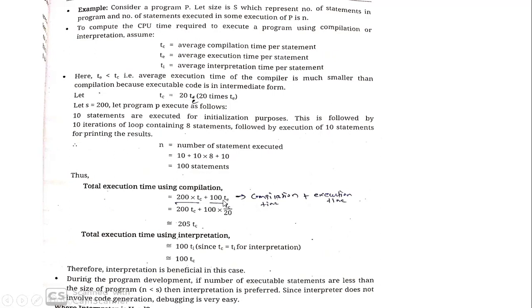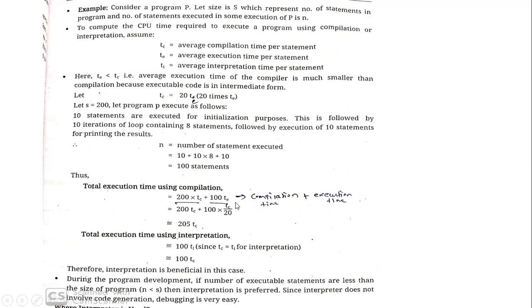TE, we consider as the average execution time per statement, which is multiplied by 100. And here we can consider 200, that is, compilation takes place for the total program. Compilation of the whole program happens, meaning all 200 statements are compiled. Here we can consider compilation time plus execution time: 200 into TC, that is 200 TC plus 100 into TC upon 20.